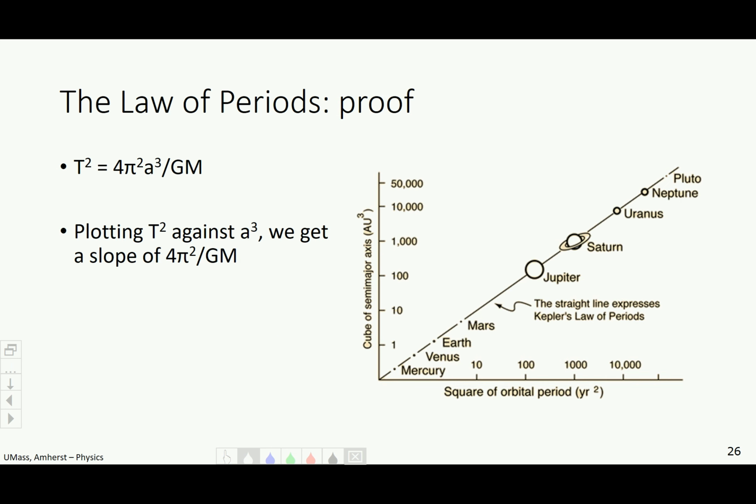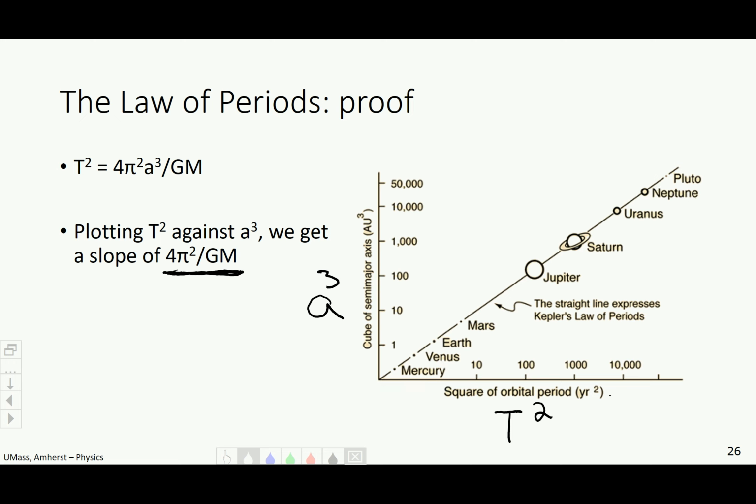Proof of this? This is actually a plot of the period squared against the major axis cubed, and it ends up that we do get a slope of 4 pi squared over GM. So we have Mercury, Venus, Earth, Mars, Jupiter, Saturn, Uranus, Neptune, Pluto. Obviously, these are getting further away from the sun as we go, and the period that it takes to get all the way around the sun is progressively longer. So Pluto takes the most time to go all the way around the sun, and Mercury takes the least time.